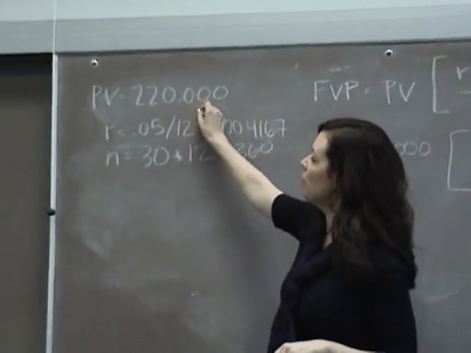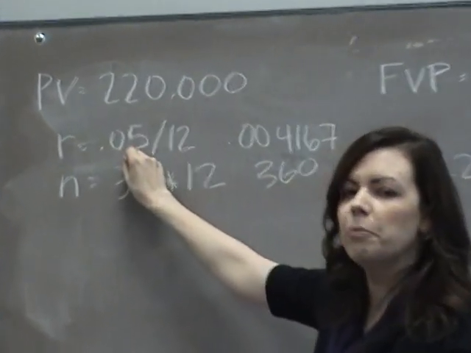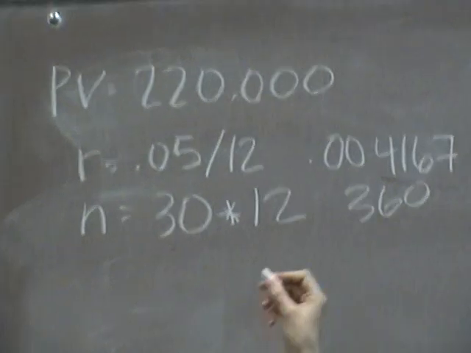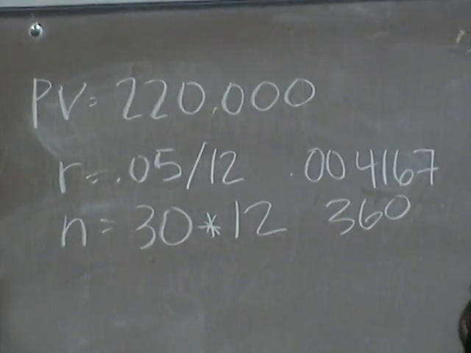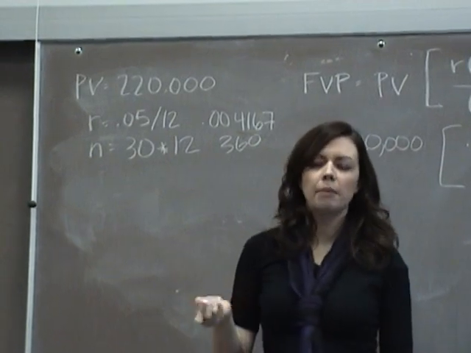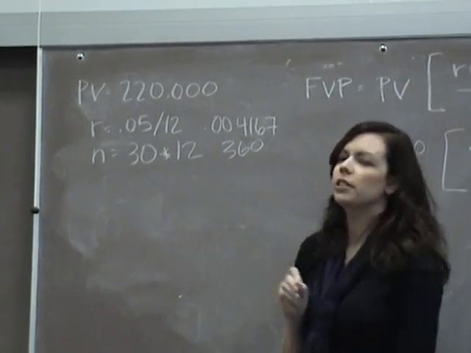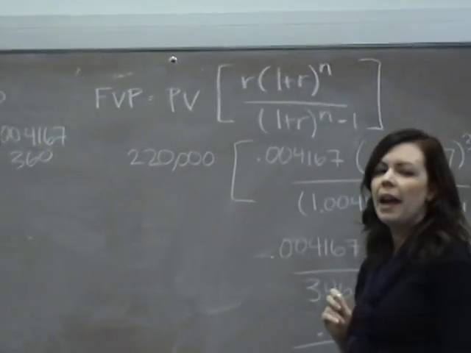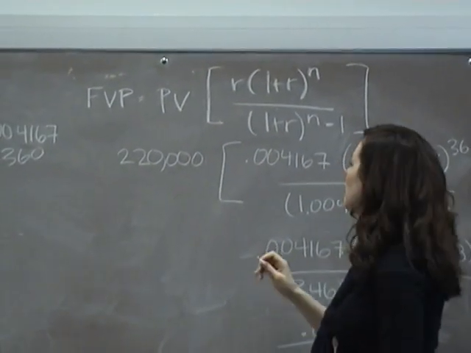So here we have our $220,000. Our interest rate is 5%. I have to do monthly compounding, so I divide that by 12, and I have 0.004167. My number of years is 30 times 12 months in the year. I get 360 months. So I go ahead and put it into my FVP formula.